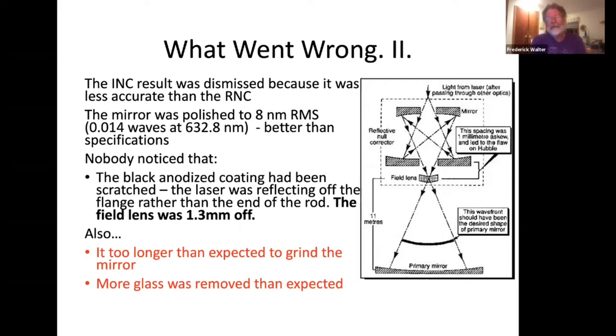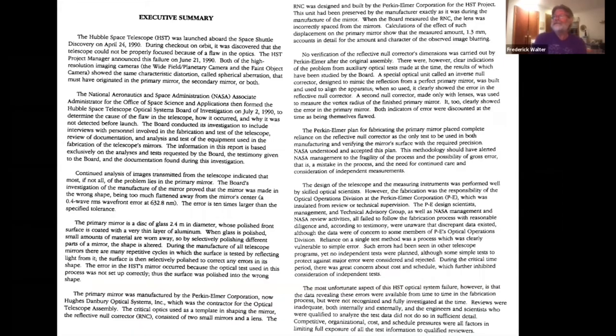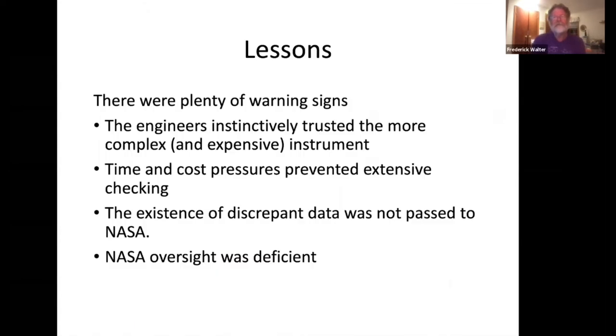There are also two less technical items that were pointed out. It took longer to grind the mirror than they had predicted. You predict how much glass should come off the mirror, but they took off more. It took longer to grind, and they just didn't worry about that. And then there's this executive summary report, which basically says what I just told you. The lessons that come out of this are that there were plenty of warning signs, but the engineers instinctively trusted the more complex and the more expensive instrument, even though it wasn't right.